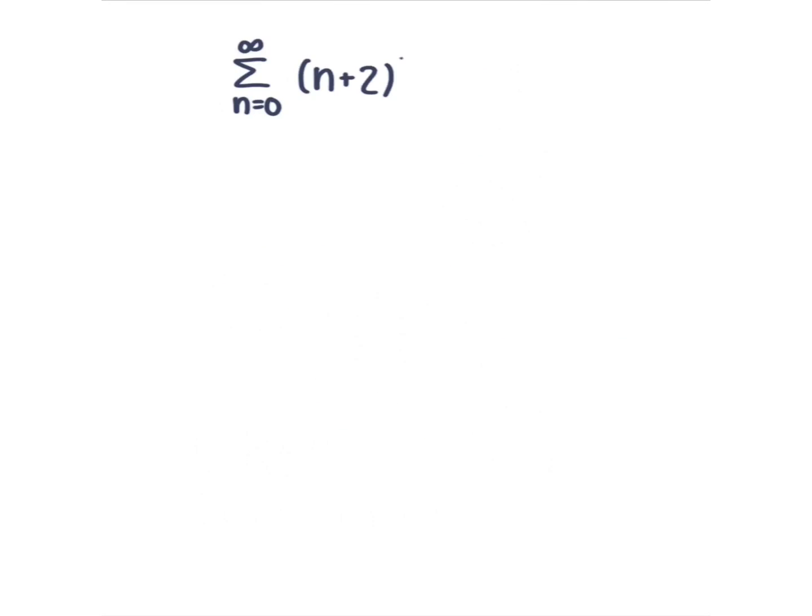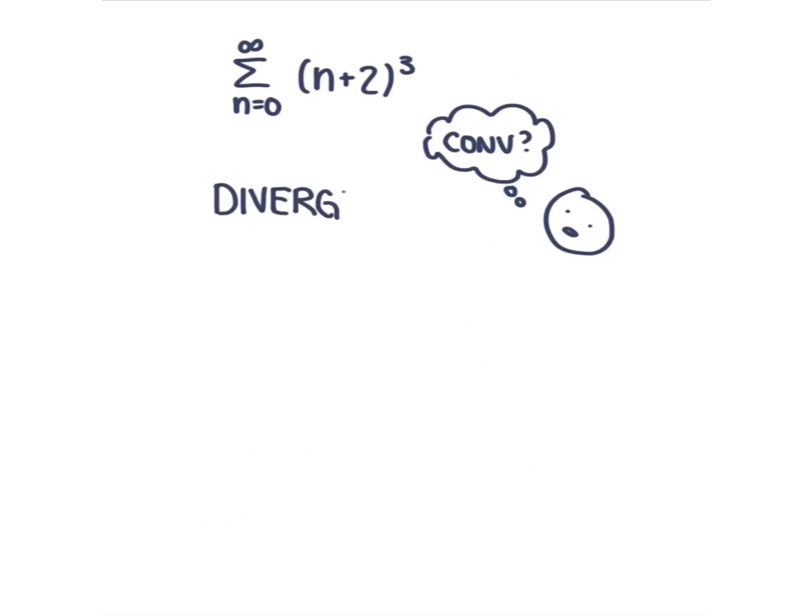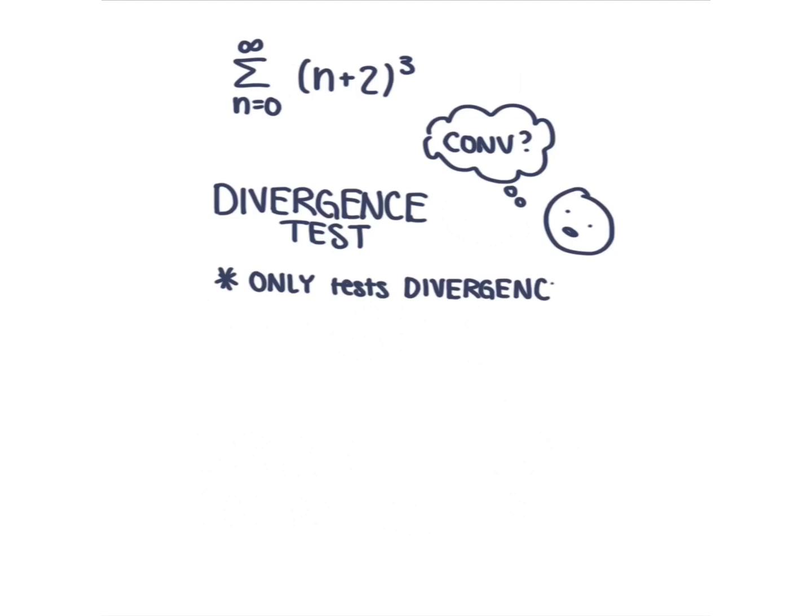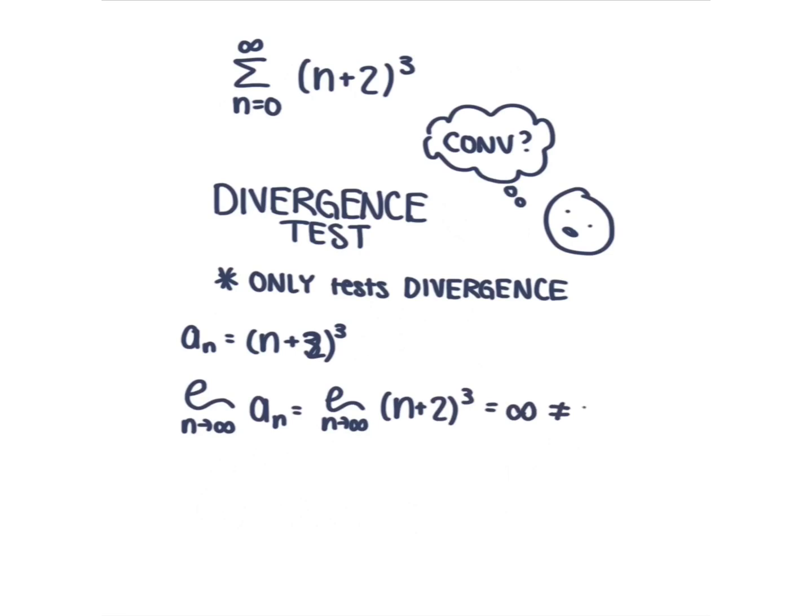Here we have a series. Now we have to figure out if it converges. The easiest way to do this is by using the divergence test. Now remember, this only tests for divergence. So, we find the limit as n approaches infinity of our sequence, which is infinity. Therefore, the series is divergent. Yay!